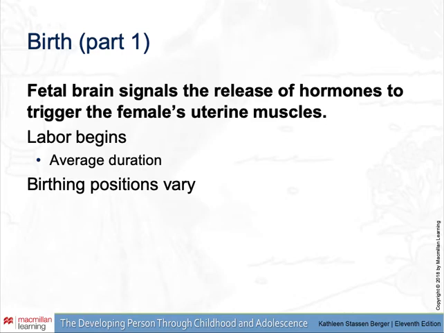All right, moving on to birth. The fetal brain signals the release of hormones to trigger the female's uterine muscles. Labor begins, and on average, the duration for firstborn babies is 12 hours, and this can go quicker for later born babies. Birthing positions can vary; birth can occur sitting, squatting, lying down, and underwater. There are cultural and personal preferences. Some cultures would prefer to do births underwater, some not.